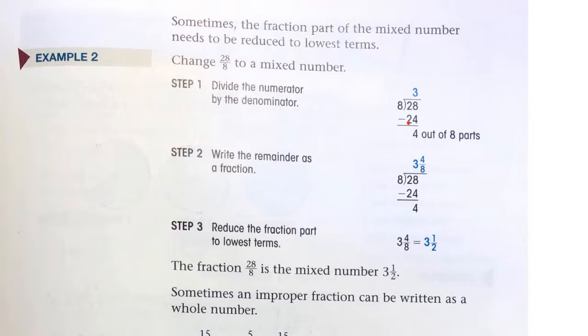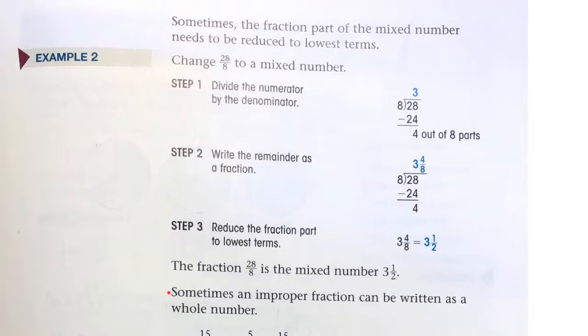So how many 8's go into 28? 3 whole 8's, and that is 24. 28 minus 24 leaves us with 4 out of the original 8 parts, because that's what the denominator was. We had things cut into 8 sections or 8 parts, so we had 4 out of 8 left over. So step 2 is to write the remainder as the fraction, so 3 and 4/8. Step 3 is to reduce that fraction part to lowest terms. 4/8 can be divided by 4, 8 can be divided by 4, so it is reduced to 1/2. The fraction 28 over 8 is the mixed number 3 and 1/2.